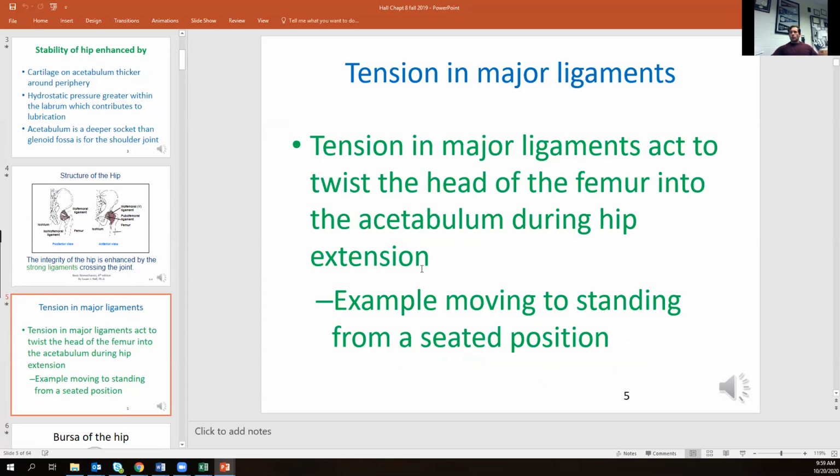Now, this is going to help twist it into position, especially when we're talking about extension, so standing up completely.